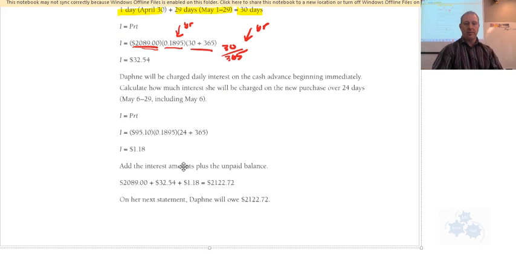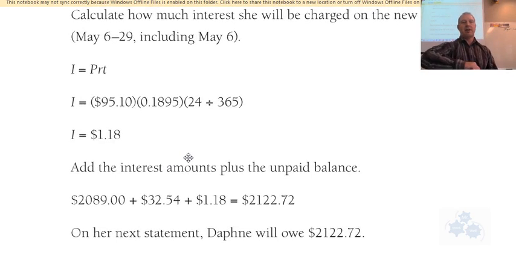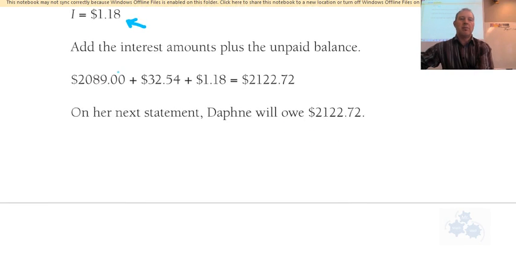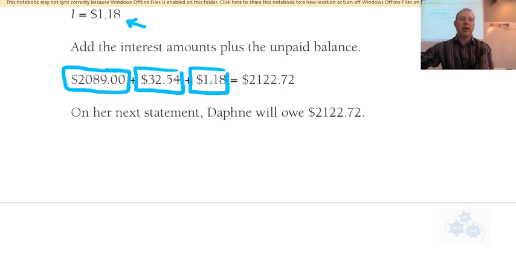So here's the 95.10. Let me zoom in just a bit here. There's the 95.10 right here, and we've got this much interest for 24 out of 365 days. So again, this is per year, and this is really the number of years, 24 out of 365. It's a fraction of a year. So you multiply all together, and you've got $1.18. Not a lot, but there is some interest on that, right? So what we do now is add the interest plus the unpaid balance. So here's her unpaid balance from before, the new balance that we had. There's the interest on this balance, and here's the interest on the cash advance. Okay?